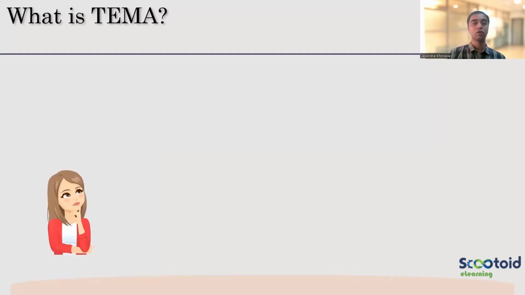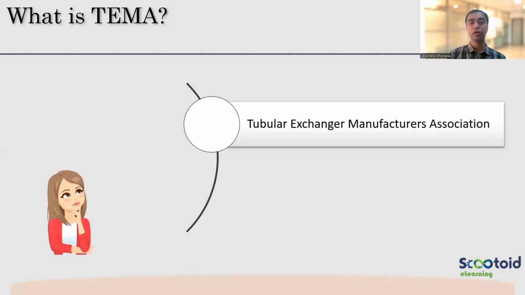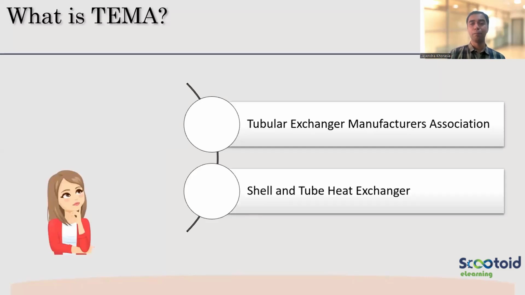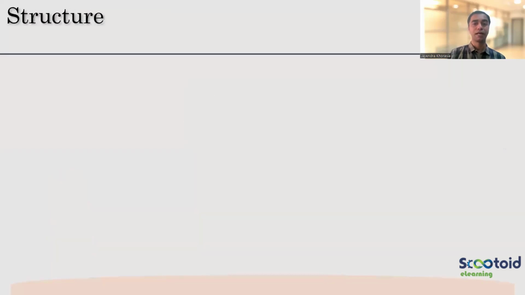Okay. So it's Tubular Exchanger Manufacturers Association. Mainly, it talks about shell and tube heat exchangers. Good engineering practices, how to design, nomenclature, everything comes over here. It's a standard. The way we have the ASME code, for heat exchangers especially we have TEMA standards. Let's see how this TEMA standard would look like.